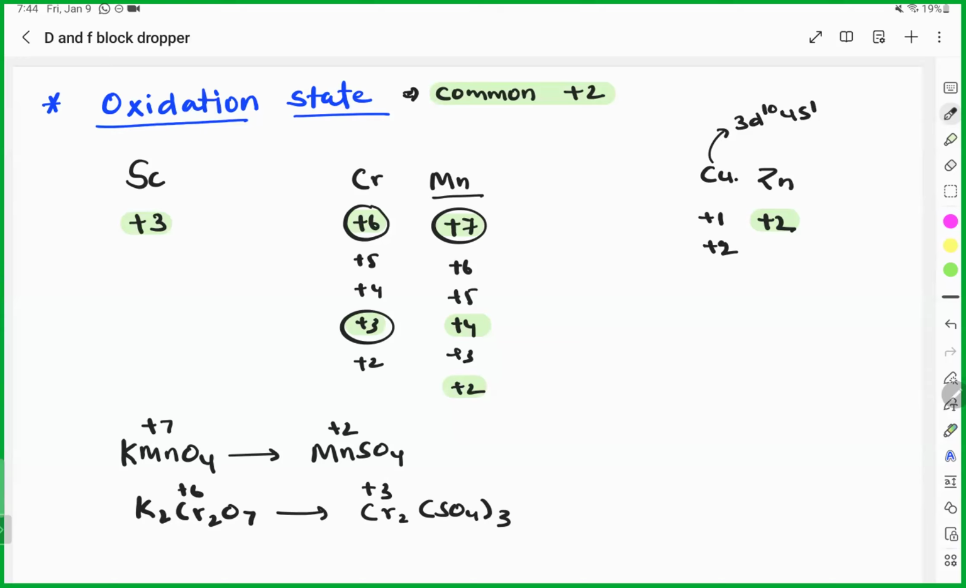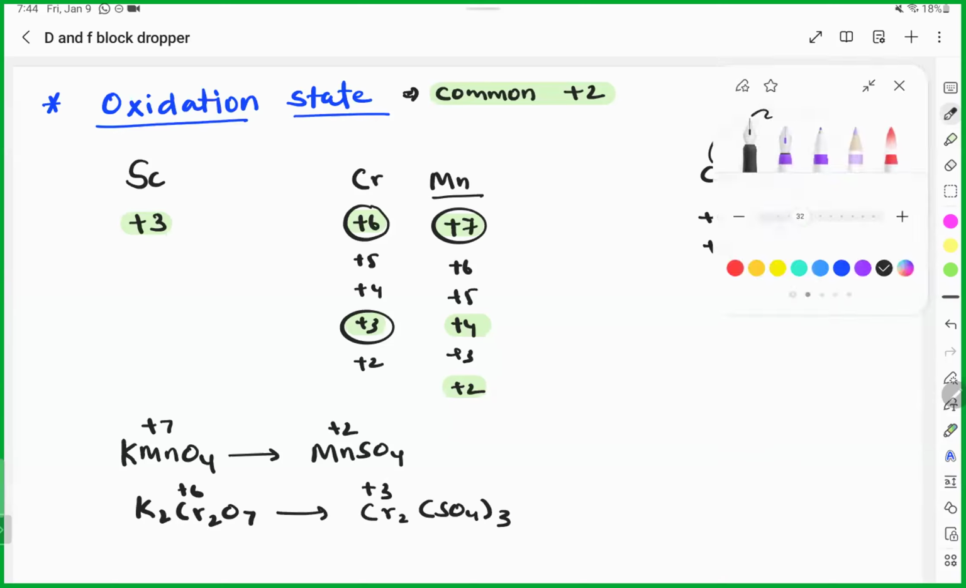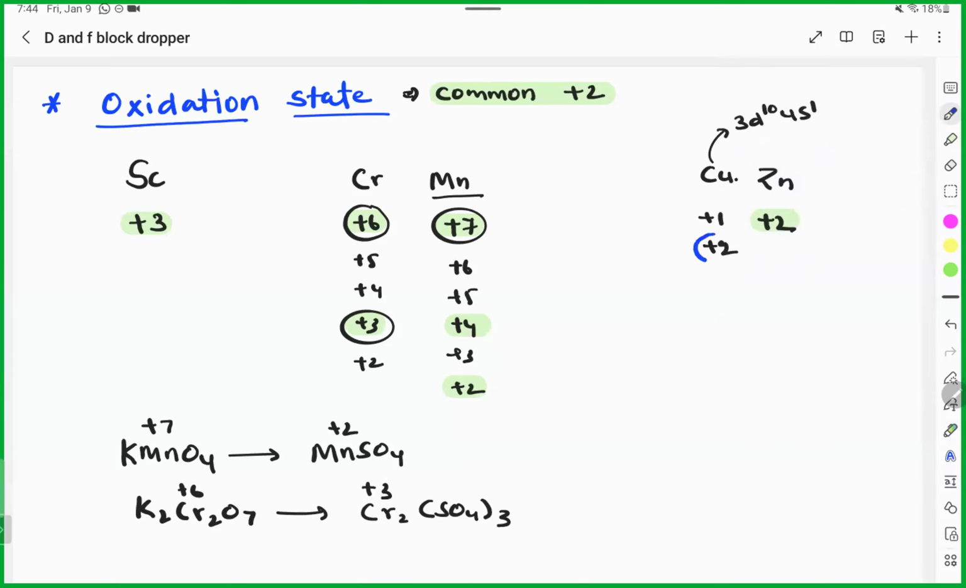+1. Logically it should be +1, but actually you will see many times copper 2+ is very, very popular. How is that possible? How can we get an electron from 3d10, which is a highly stable configuration? So +2 is stable mostly in aqueous solution. Hydration enthalpy is the key factor because you dissolve it in water.